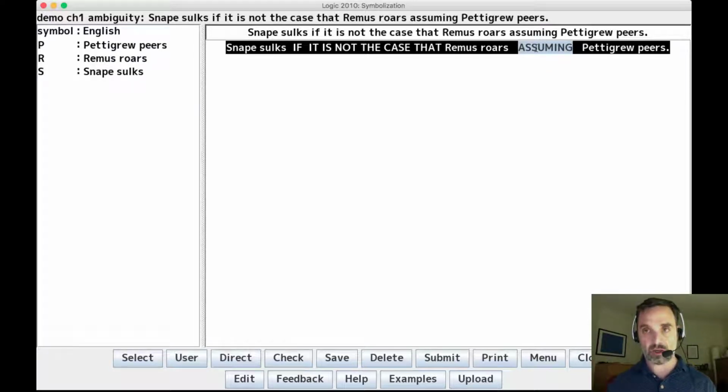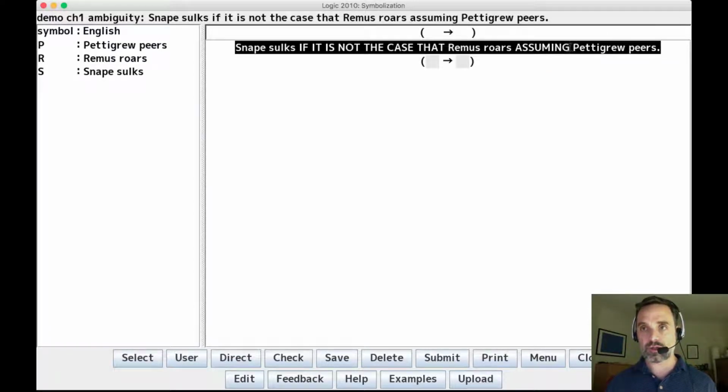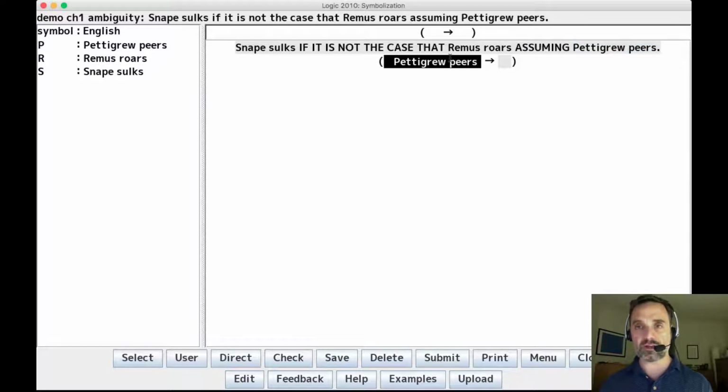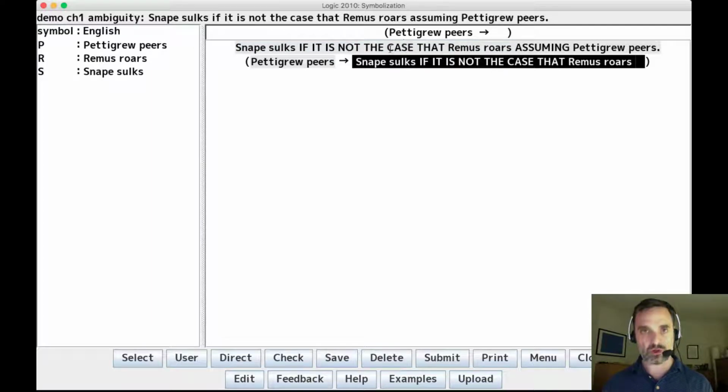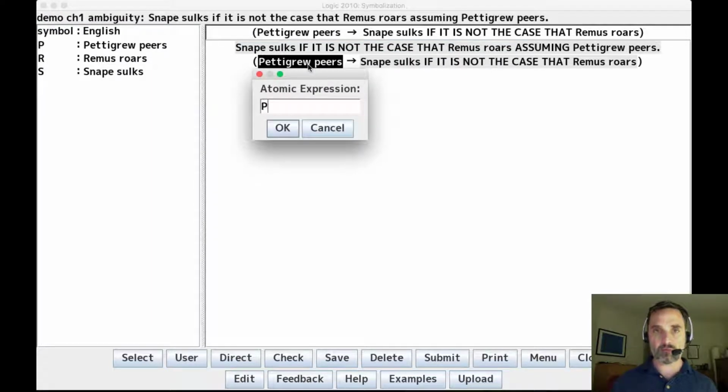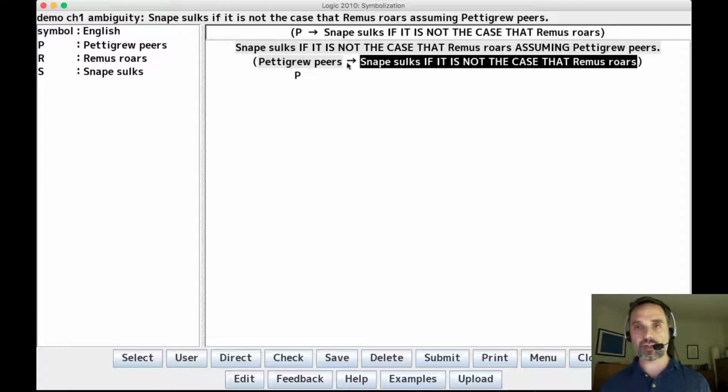So we'll say we're going to put in a conditional. Assuming is a synonym of if, and it attaches to Pettigrew appears. Whatever if or its synonyms attach to goes in the antecedent. So Pettigrew appears goes in the antecedent, and the rest goes in the consequent. Good so far. Pettigrew appears, that's atomic P. Now, Snape sulks if it is not the case that Remus roars.